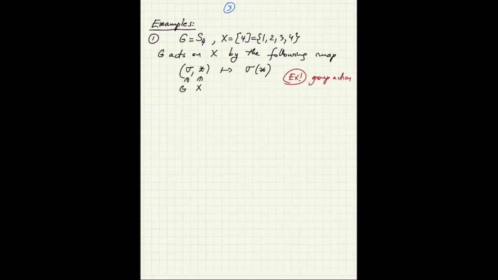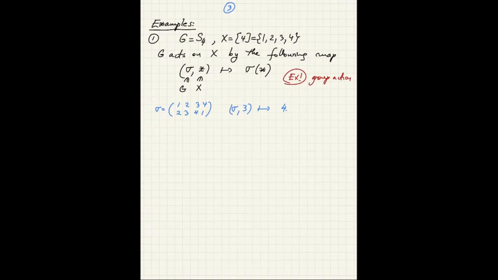Okay, and so let's do a simple example. Let's say sigma is the permutation 1, 2, 3, 4 mapping to 2, 3, 4, 1. Sigma acting on element 3 produces the element 4, because that is what sigma of 3 is. So this 4 here is sigma of 3.